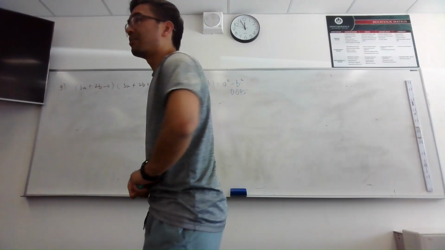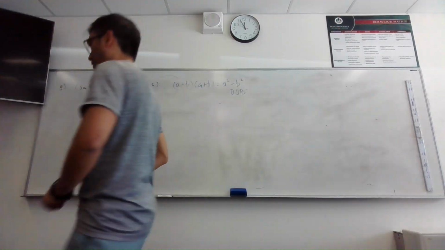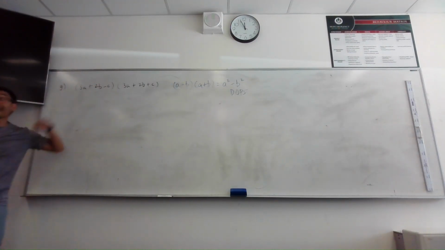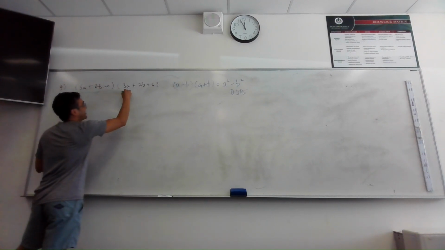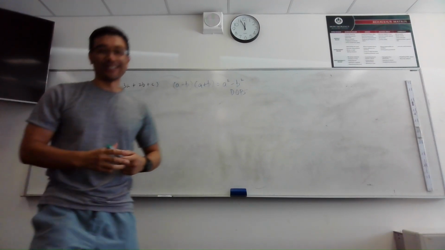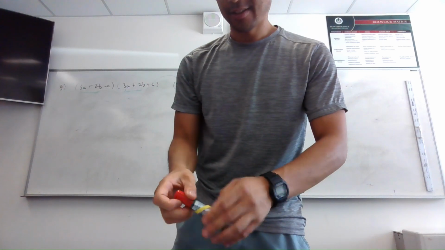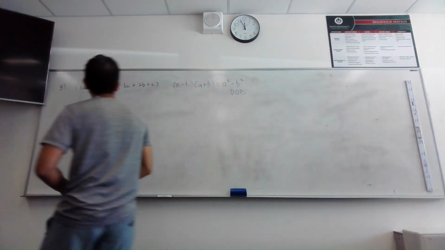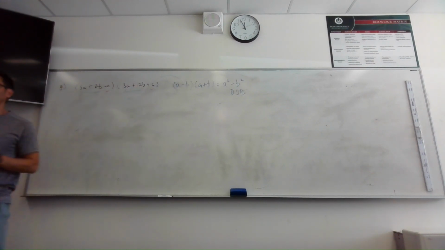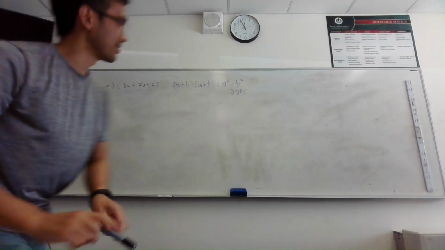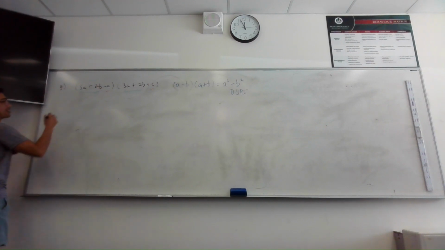Now, can anyone tell me what's my A in here? Your A is 3A plus 2B. That's a lolly. And the B is the C. How do you do that? Okay, so we just use our formula here.